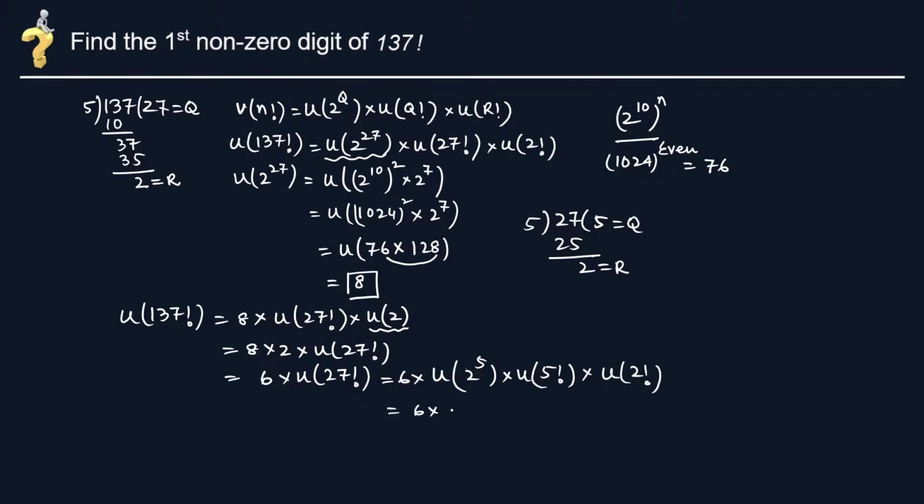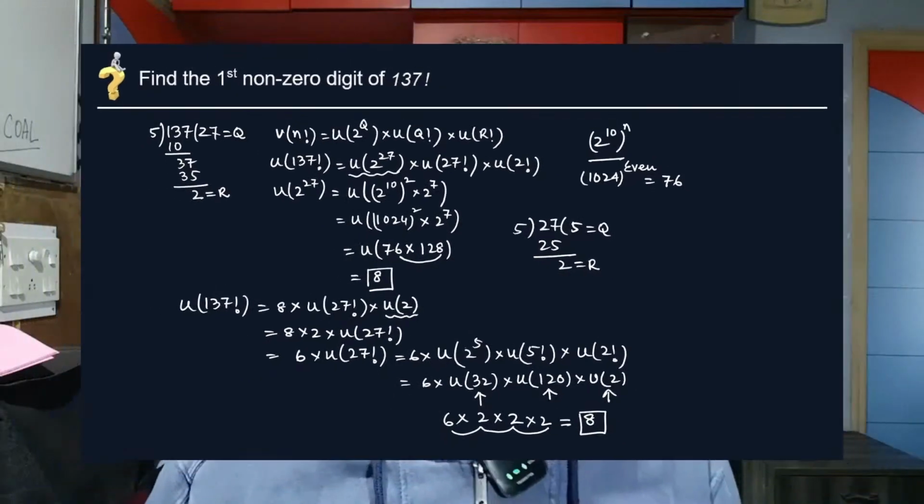2 to the power 5 gives us 32. This is 120 and this is 2. So the last non-zero digit of 32 is 2. Of 120 is 2 again. And for this 2, it is 2 again. So what will be the first non-zero digit of factorial 27? It will be 6 2s are 12, 12 2s are 24, 24 2s are 48. So the last digit will be nothing but 8.